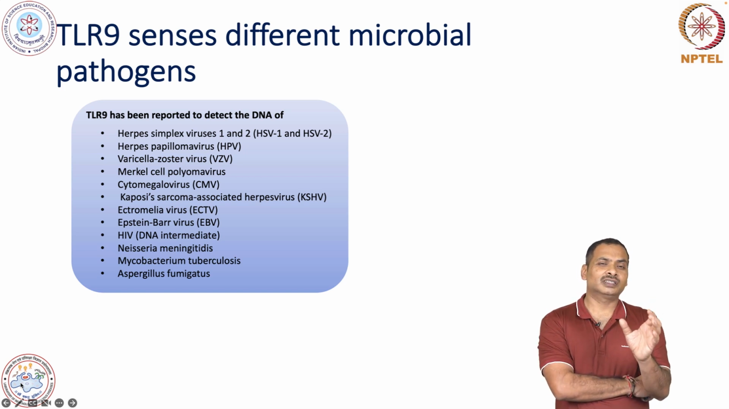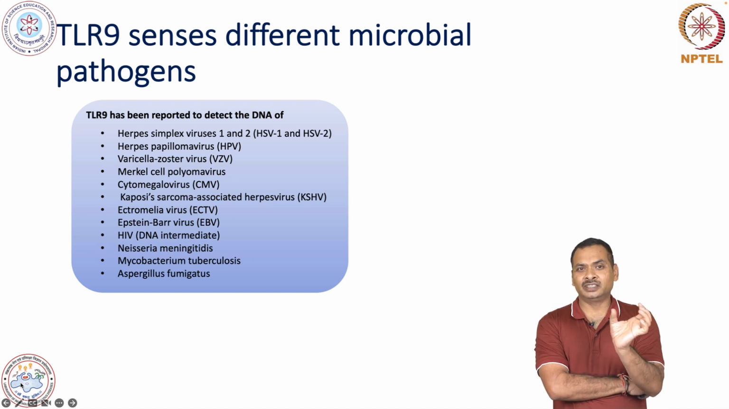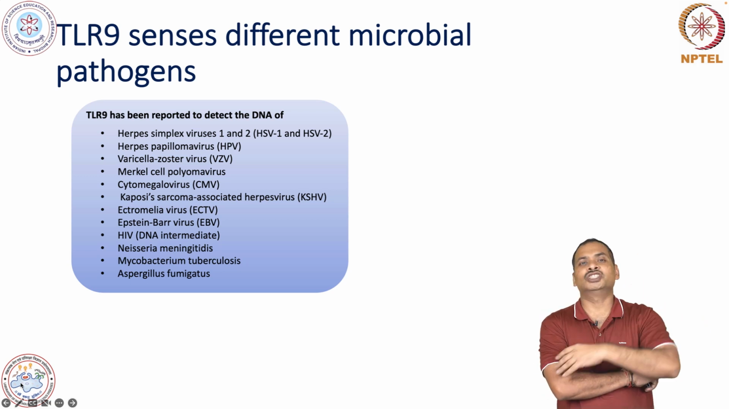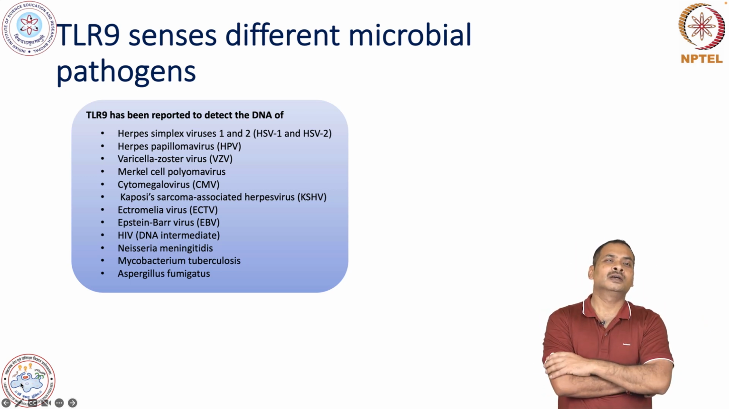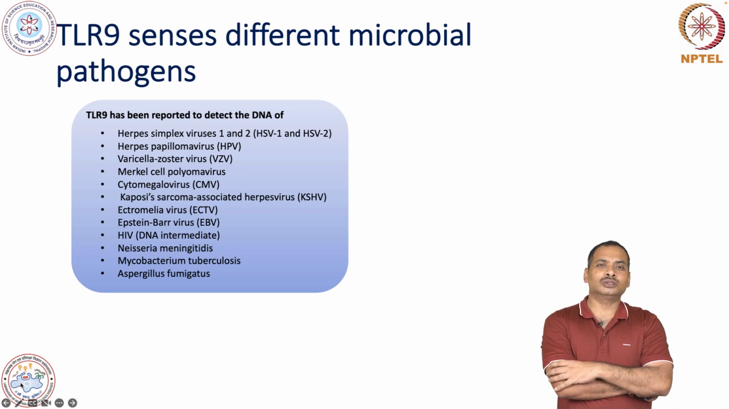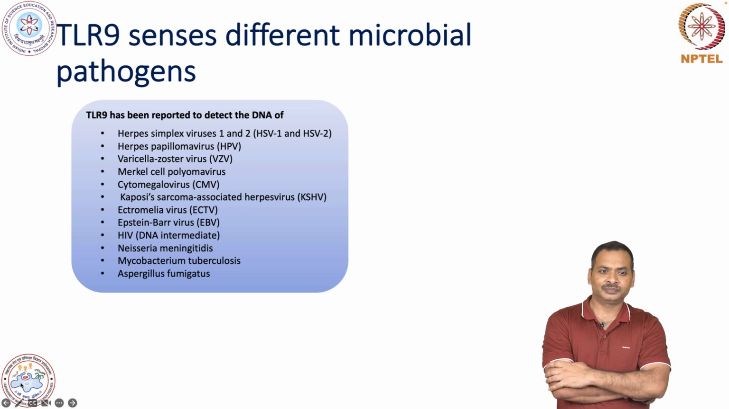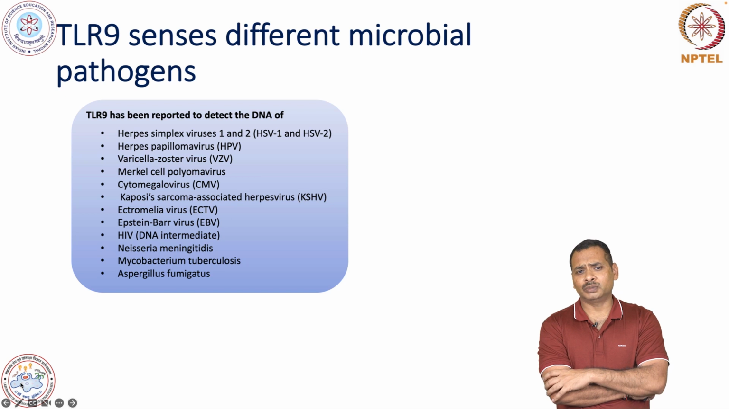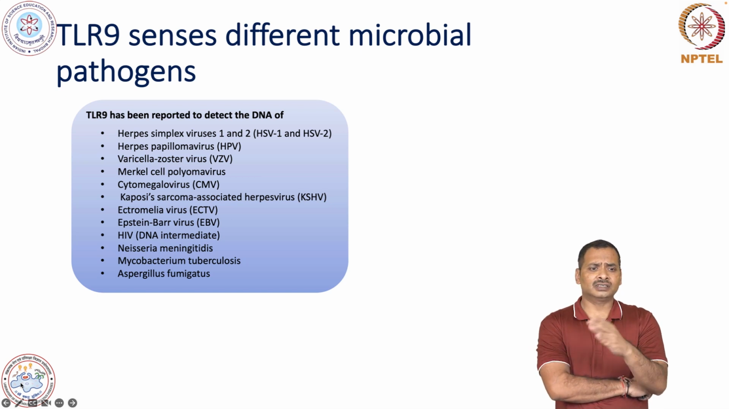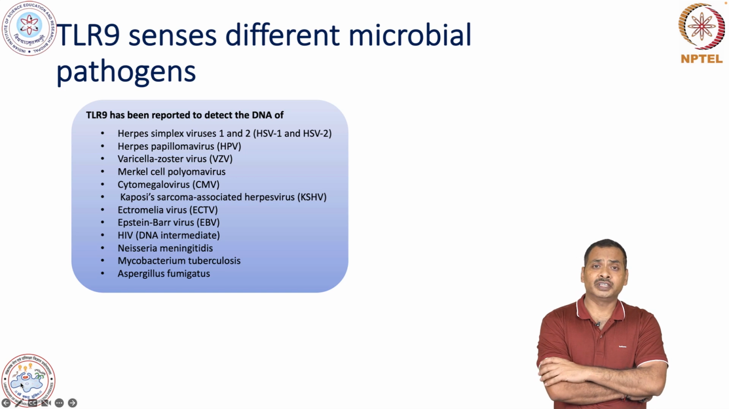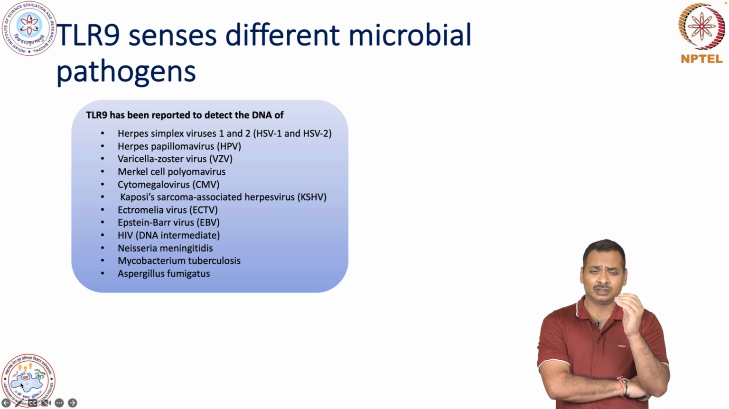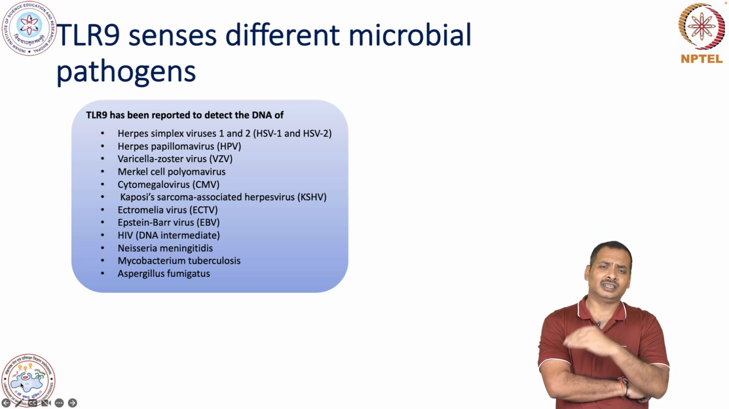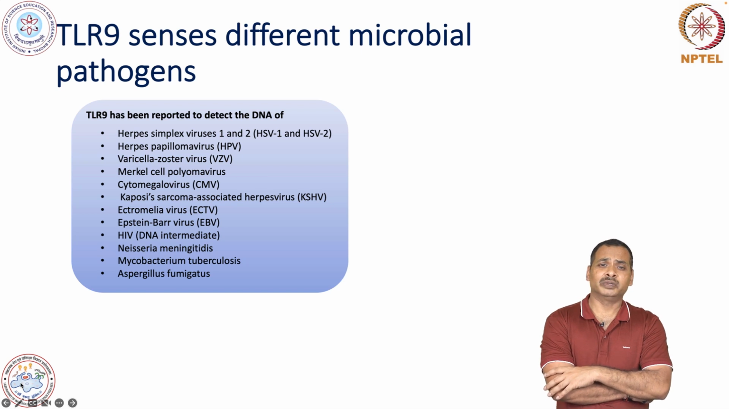When HIV infects, there is a stage where it makes a DNA intermediate, and after making this DNA intermediate, this DNA is integrated into the genome of the host cell, and we call it a provirus. That intermediate is also sensed by TLR9. The DNA molecules from various bacteria, Neisseria meningitidis, Mycobacterium tuberculosis, and the fungus Aspergillus fumigatus. So, the DNA from viruses, bacteria and fungi is sensed by TLR9, and that induces type 1 interferon and inflammatory cytokines.